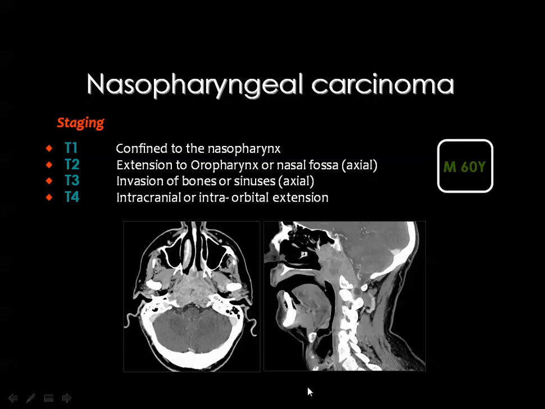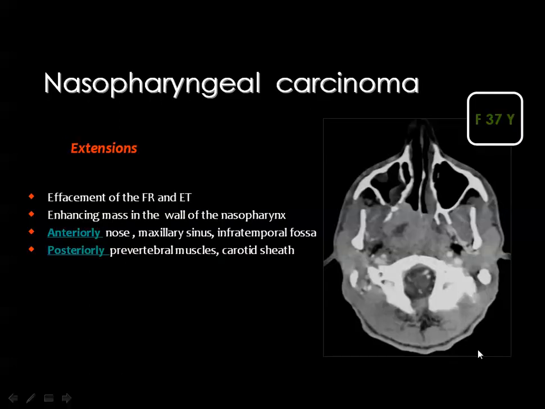And this is the staging of nasopharyngeal carcinoma. It is an easy staging procedure. In T1, the tumor is confined to the nasopharynx. In T2, the tumor is extending to the oropharynx or into the nose. T3, invasion of the bones or the paranasal sinuses. T4, intracranial or intraorbital extension.